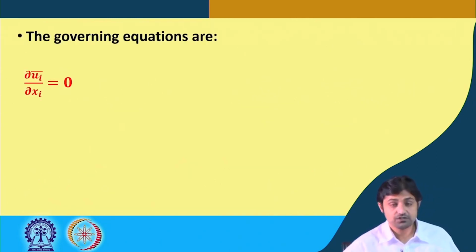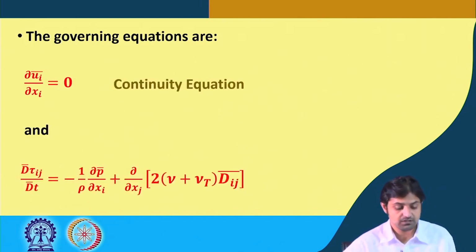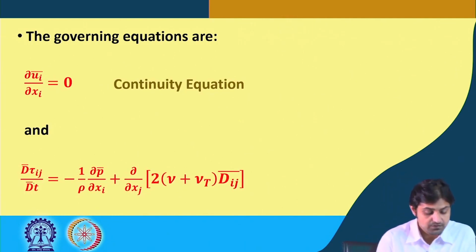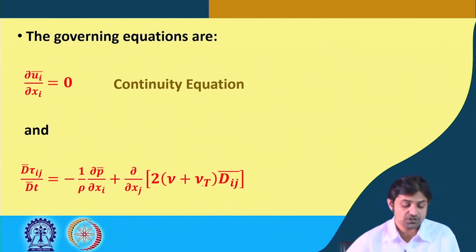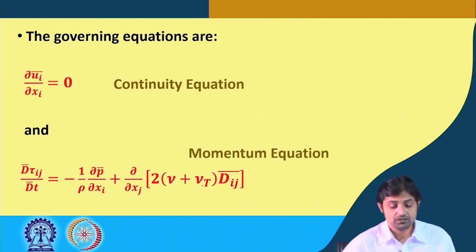The governing equations for this are, one, we have the continuity equation, and the other is d dt of tau ij, that is what we are modeling, is minus 1 by rho del p del xi plus del by del xj into 2 nu plus nu t into del ij. How these equations have been derived we are not going to discuss, but these are the two equations that we use for momentum. It looks like a momentum equation itself, so this is modeling of the Reynolds shear stress as the momentum equation.